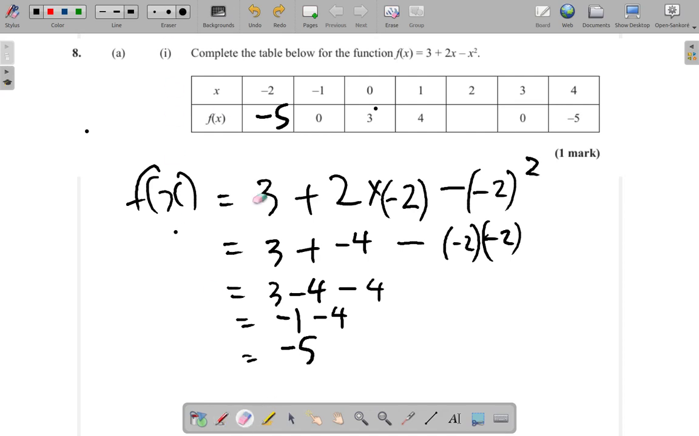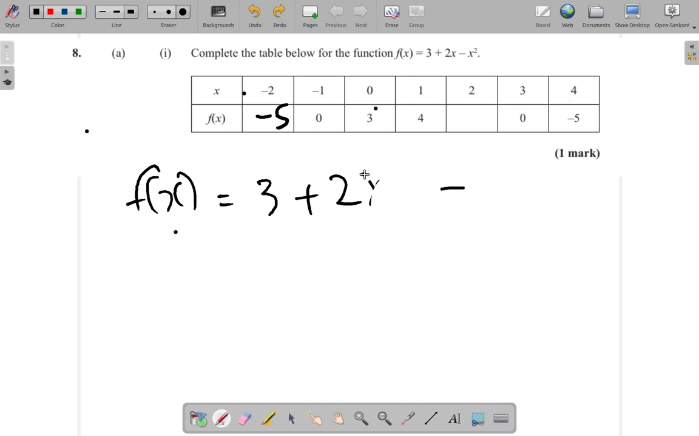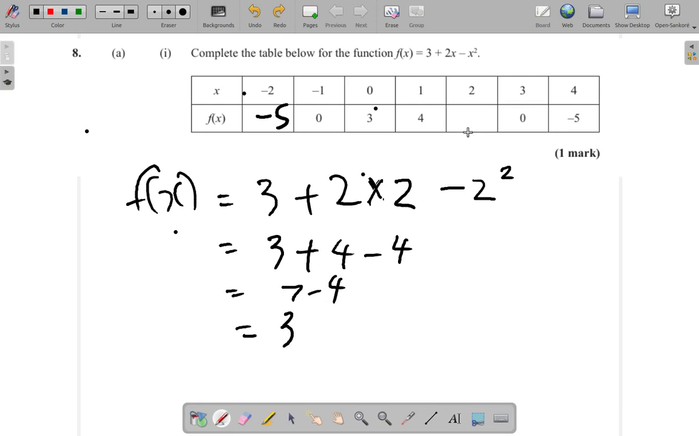Let's try it with that. So, again, the function is 3 plus 2 times x minus x squared. Now, here, x is 2, so instead of saying 2 times x, you're going to say 2 times 2. So this becomes 2 times 2 minus x squared. But instead of saying x squared, it's going to be 2 squared. So you have 3 plus 2 twos is 4. Minus 2 squared is 4. So 3 plus 4 is 7. 7 minus 4 is 3. So 3 will come here.